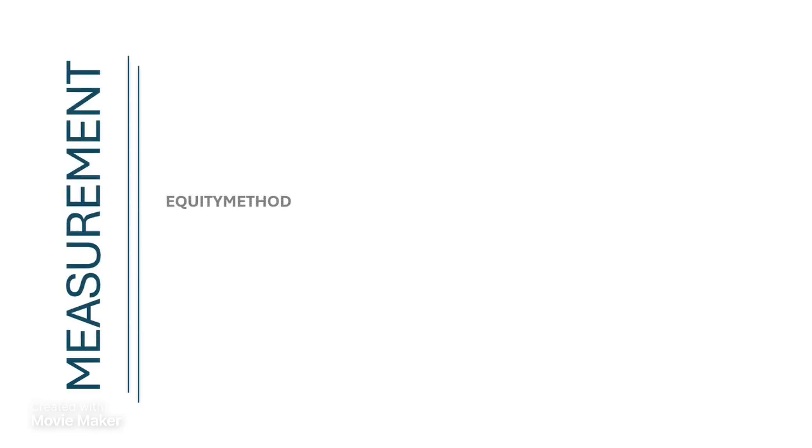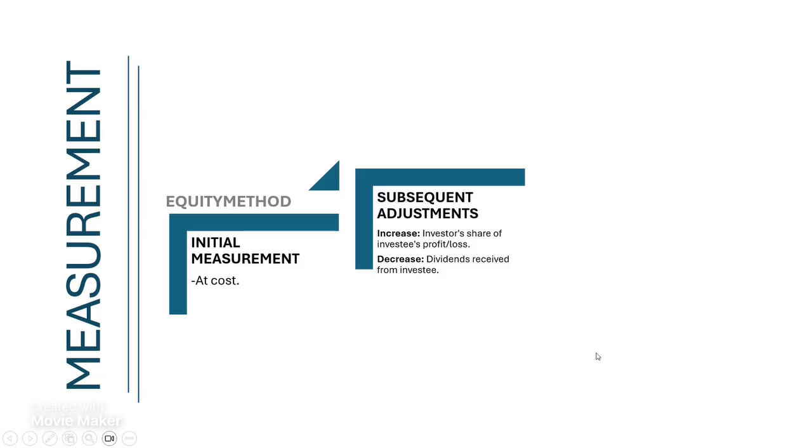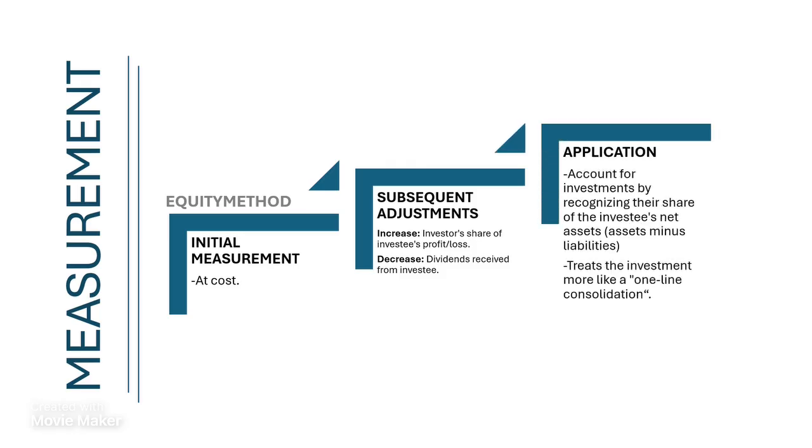The third way of measurement allowed by IAS 27 is the equity method. Under the equity method, the initial measurement is at cost, but subsequently, the investor's share in the investee's profit or loss is added to the cost. And if any dividend is received from the investee, that is deducted from the cost. The application of the equity method is that it accounts for the share of the investee's net assets and liabilities in the investment of the investor. It treats the investment more like consolidation.